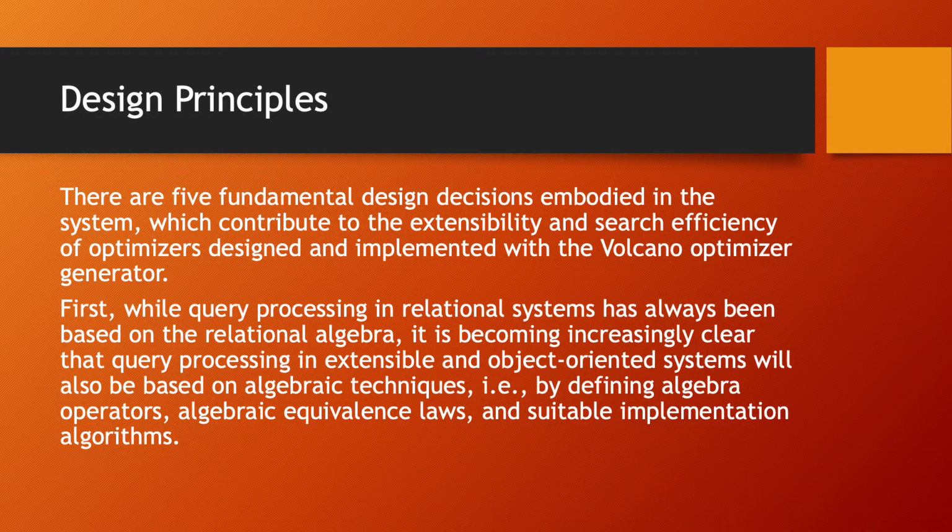Let's look at some of the design principles. There are 5 fundamental design decisions embodied in the system, which contribute to the extensibility and search efficiency of optimizers designed and implemented with the Volcano Optimizer Generator. First, while query processing in relational systems has always been based on relational algebra, it is becoming increasingly clear that query processing in extensible and object-oriented systems will also be based on algebraic techniques, that is, by defining algebra operators, algebraic equivalence laws, and suitable implementation algorithms.